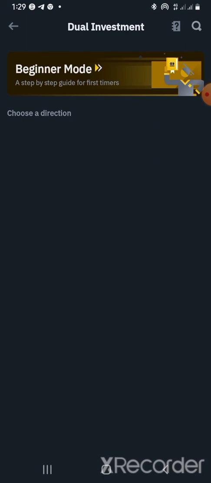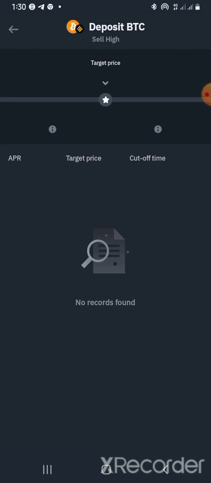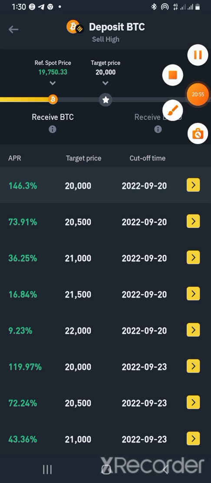So let me assume this is BTC now. In the BTC section, there are 3 different types of dual investment. Now they said selling BTC for BUSD. Let me say I have BTC in my account, and I want to preset it to sell at a higher price in the future. So that's why they write sell high. You can see there, sell high. If I click on it now, it brings different dates and different APR for it. The APR is the percentage profit you make within the time frame. You can see these are the percentages you make.